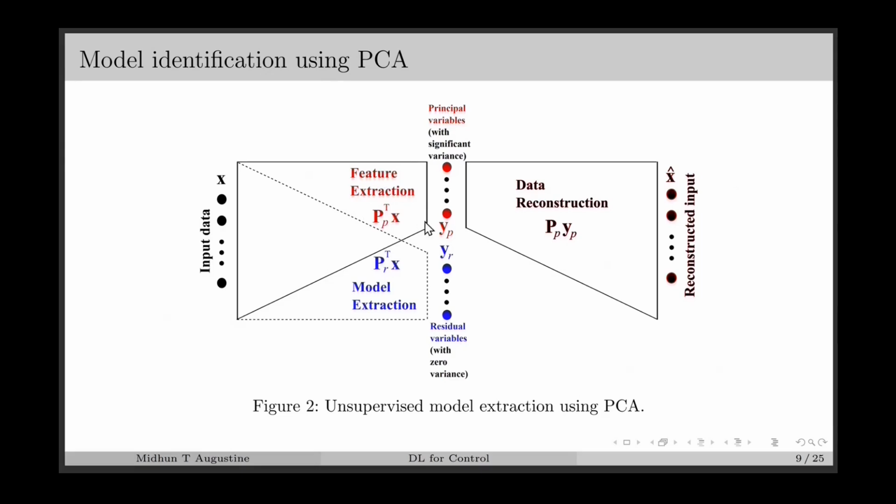When it comes to the residual variables, these variables have negligible or nearly 0 variance. Since the original data is assumed to be mean-centered, these latent variables will have 0 mean and 0 variance, which gives us YR equal to 0 or PR transpose X equal to 0, which gives a linear model in an unsupervised setting. Now, from the principal variables with the significant variance, we can reconstruct the data set using the inverse transformation, which gives us the reconstructed input. To summarize, the principal components can be used for feature extraction, and the residual components can be used for model extraction.